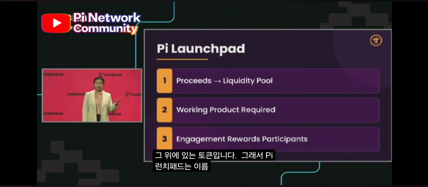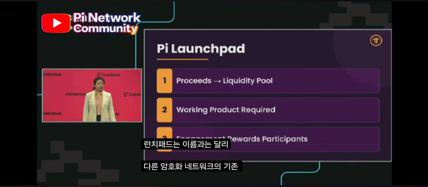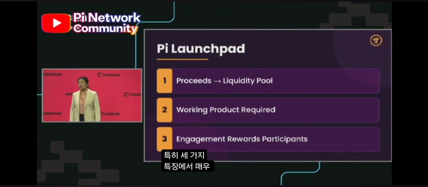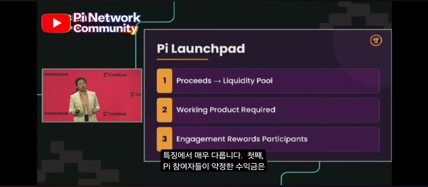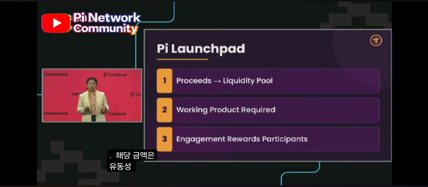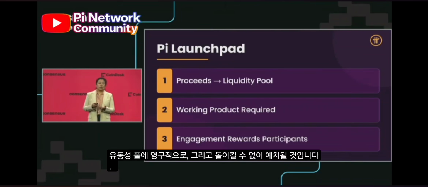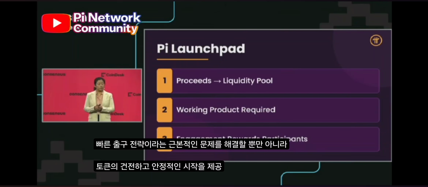So Pi Launchpad, despite the name, actually differs very much from the traditional launchpads on other crypto networks. Specifically, it has three distinctive characteristics. First, the proceeds committed by participants in Pi will not be transferred to the project party. They will be permanently, irreversibly deposited into a liquidity pool. Not only does this address the root of the quick exit problem, but it also helps provide a healthy and stable start for the token.